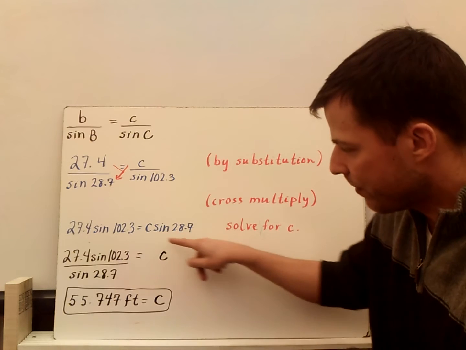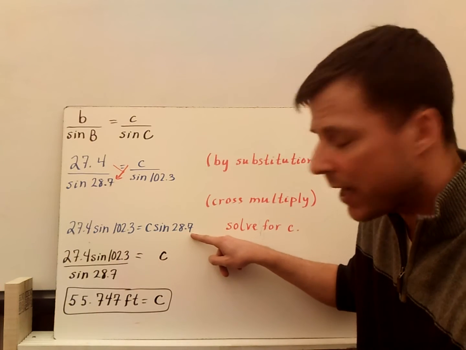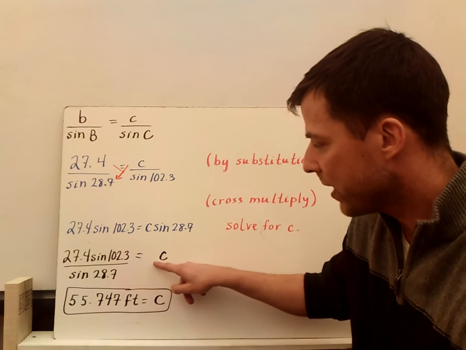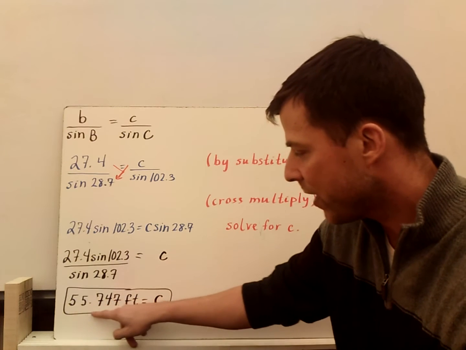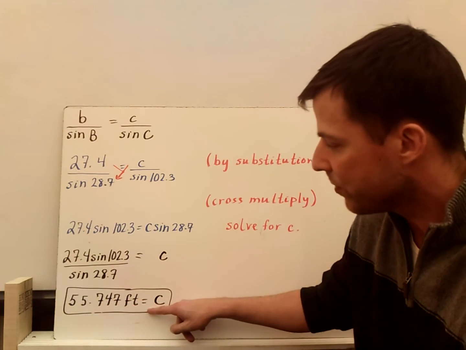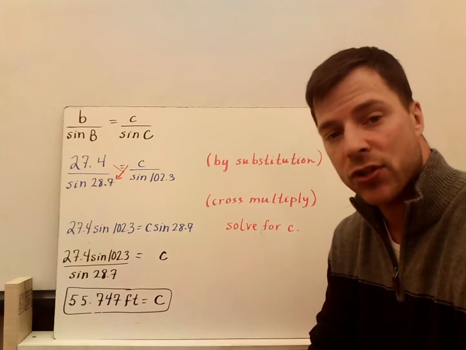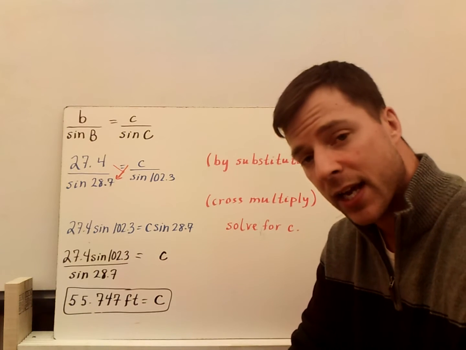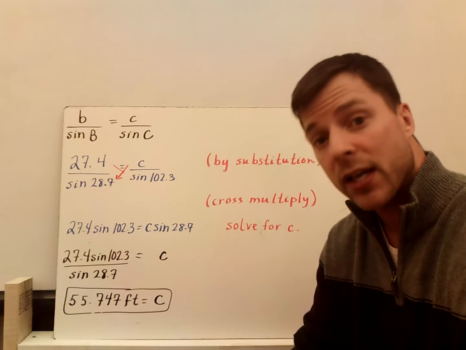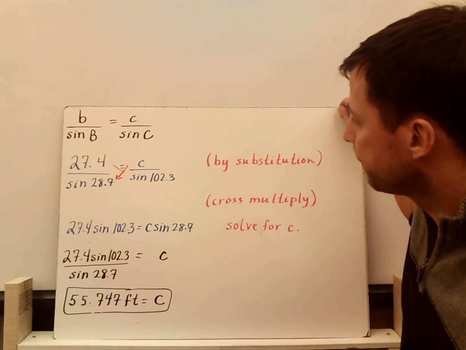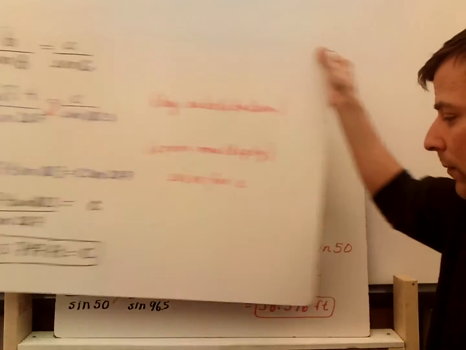Okay, I solve for C by dividing each side by sine of 28.7. So I get C is equal to 55.747 feet approximately. Now I have solved the triangle. I have all three sides and I have all three angles. I'm done with this problem.